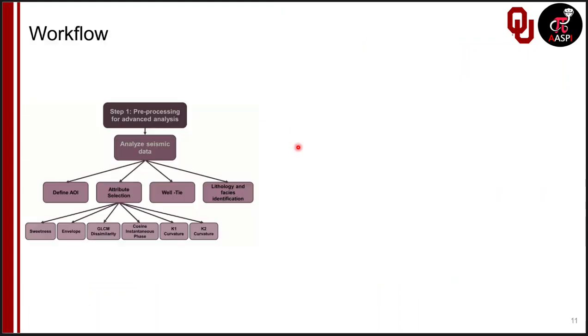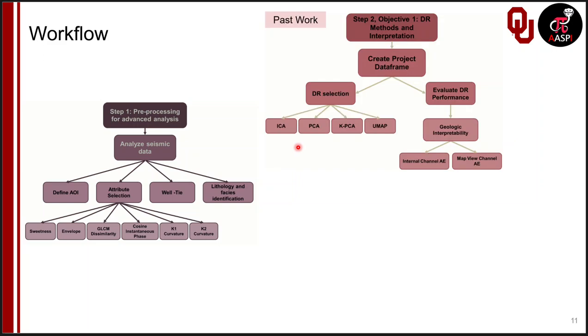Okay, so moving forward, my workflow. We're initially starting with making sure that we're pre-processing the data. We're defining the AOI, we're picking out the attributes that we have identified are going to help us delineate channel features best. We're making sure that we're doing our well tie, and then of course looking at the lithology and facies identification. Chapter 1 we have sent off for publication. It's currently in review. That's where we have identified each of our dimension reduction algorithms, and we've tested those to see which allows us to better delineate internal channel architectural elements and which ones perform best in terms of a map view or that horizon view.